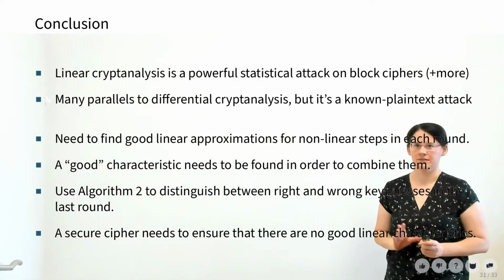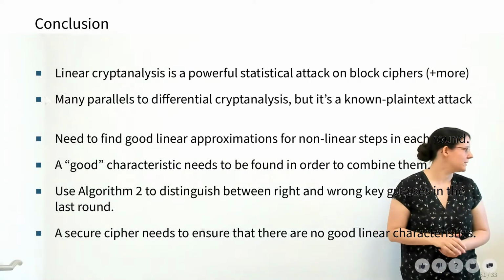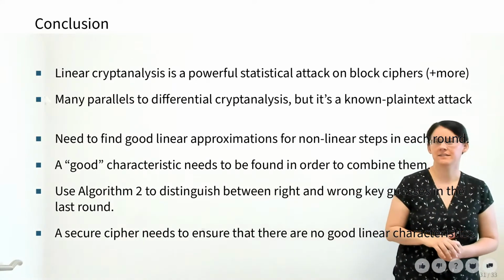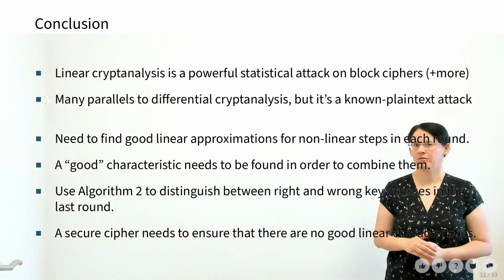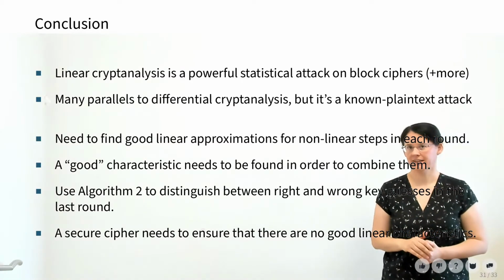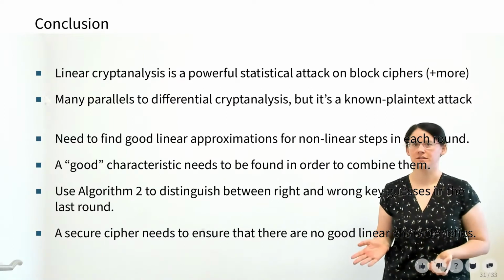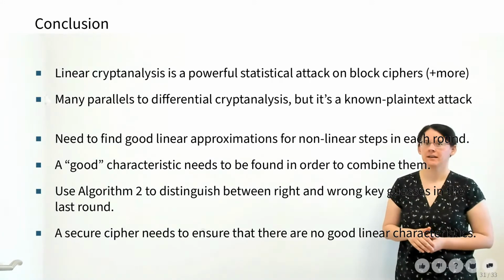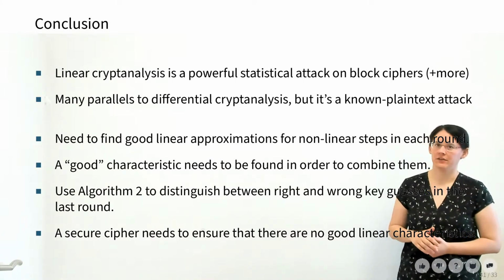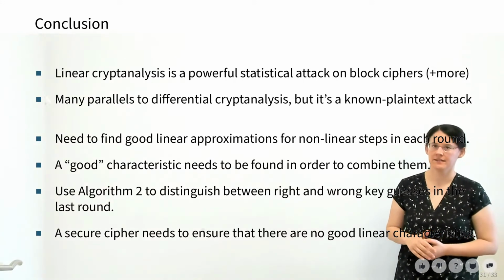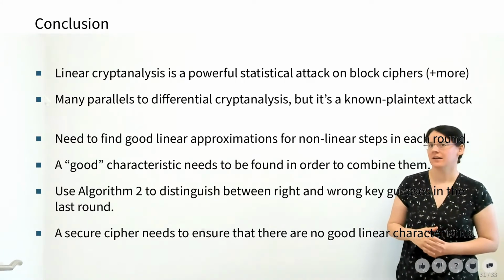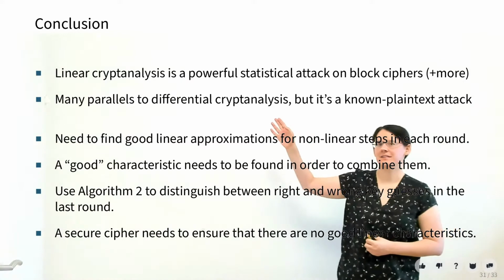Okay, so let's get to the conclusion of the lecture part. Linear cryptanalysis is a very powerful attack. It's a statistical attack and one of the 2 most important attacks. So whenever there's a new cipher, we need to argue why it's secure against this attack. There are many parallels to differential cryptanalysis. I've mentioned many of them today, but not all of them. So what do these parallels include?